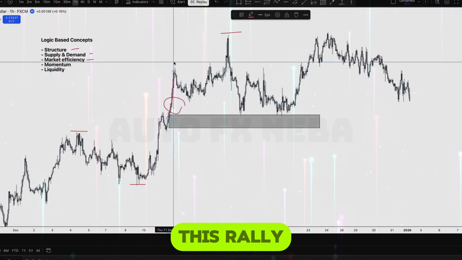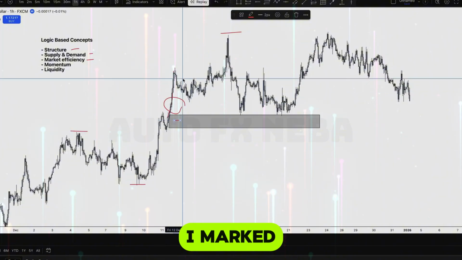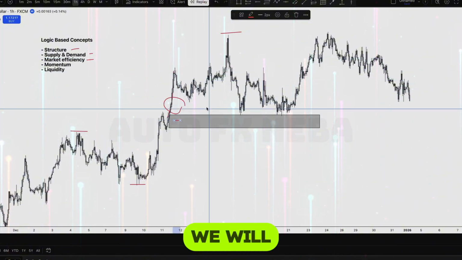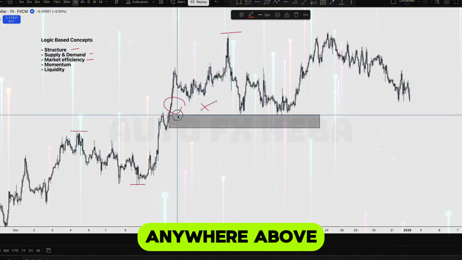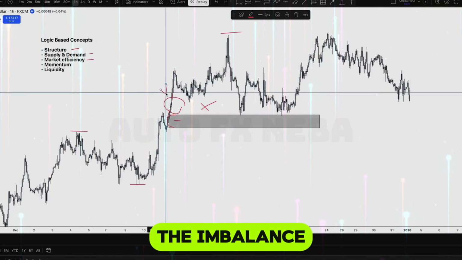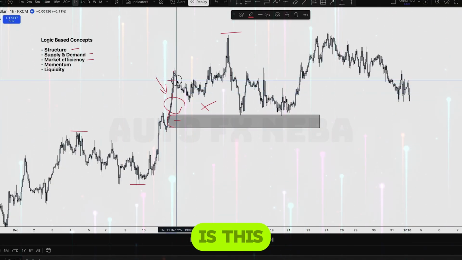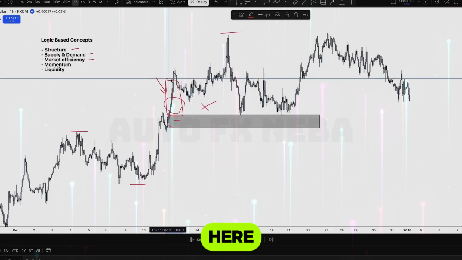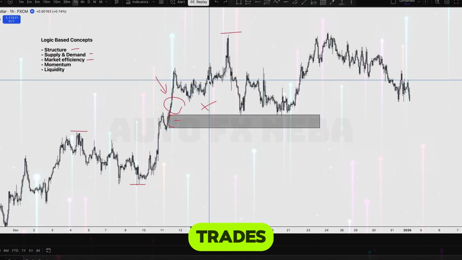So when we saw this rally from this area of demand that I marked, this concept basically tells us we will not buy the market anywhere above this demand. We must wait for the imbalance or inefficiency, which by the way is this price area here, to be filled before we can execute any trades.